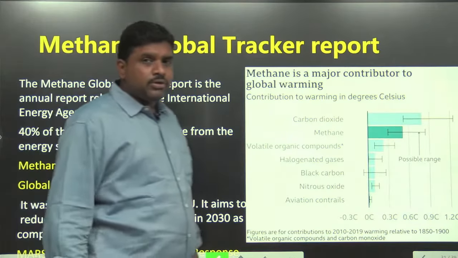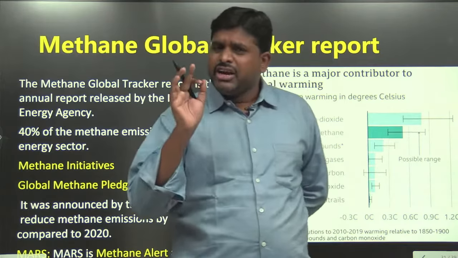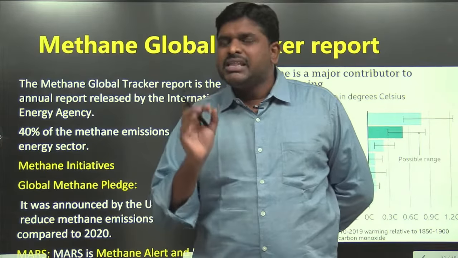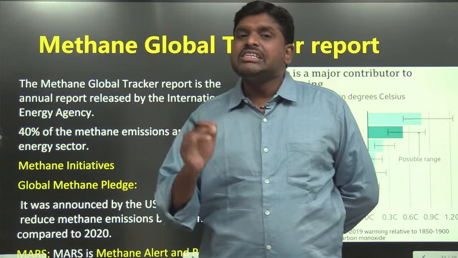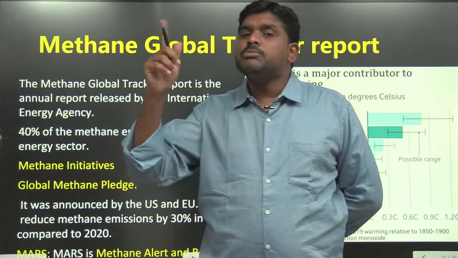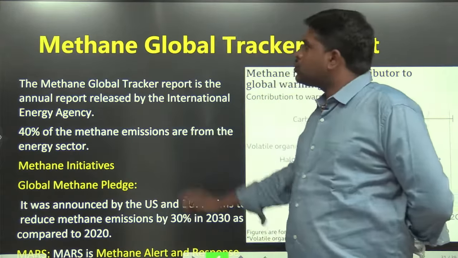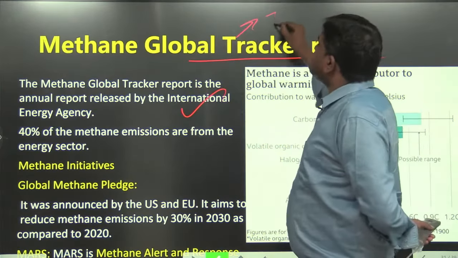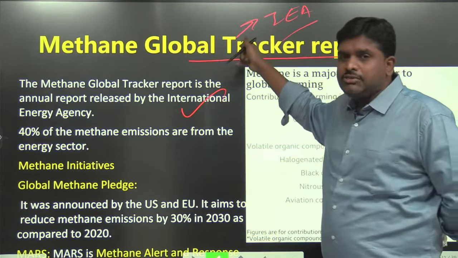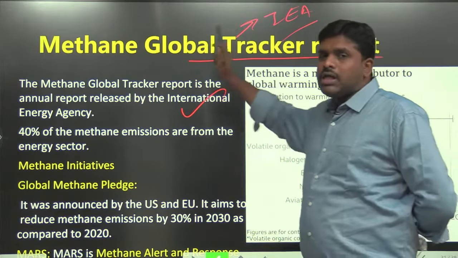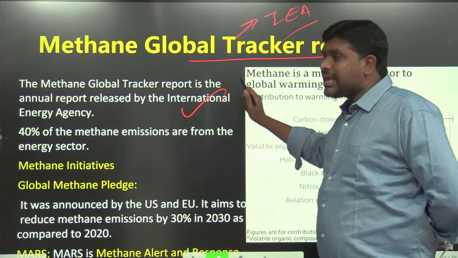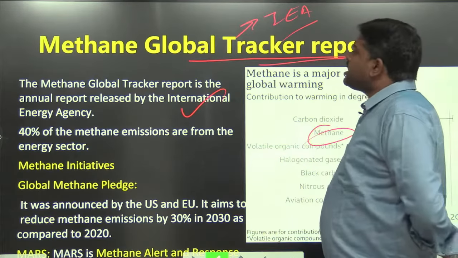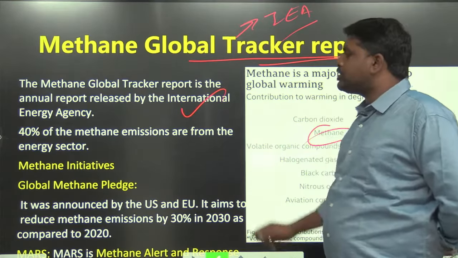Methane Global Tracker Report. See, now almost every 2 days there is a news item on methane. Methane is responsible for global warming, for pollutants, for increase in temperature. So there is a Methane Global Tracker Report released by the International Energy Agency, very important. The Methane Global Tracker Report tracks the amount of methane which is released. The intensity of methane is very powerful.